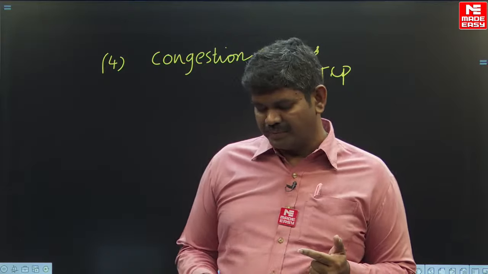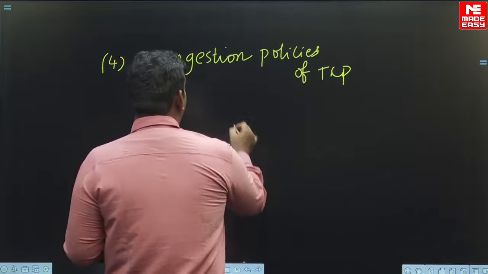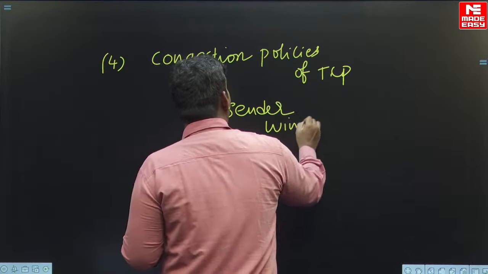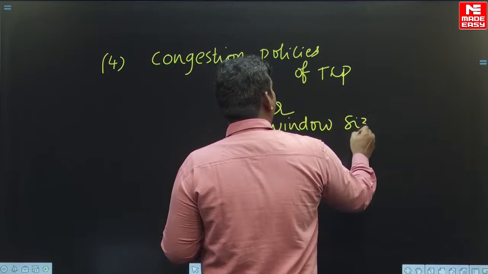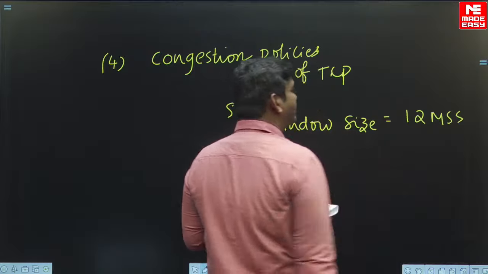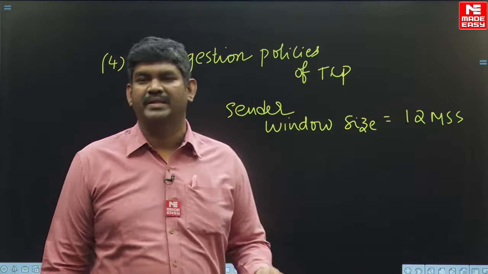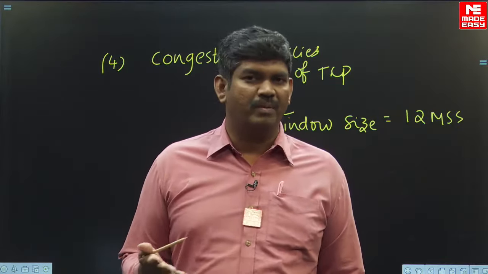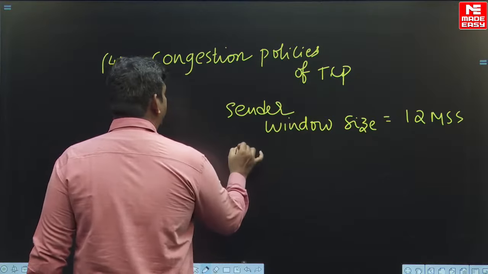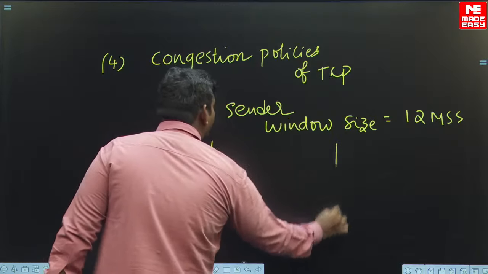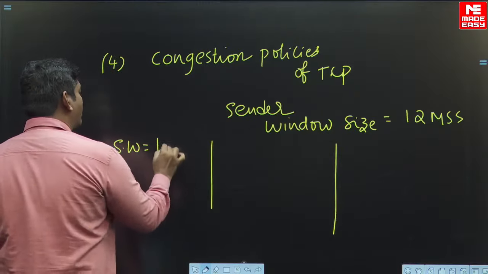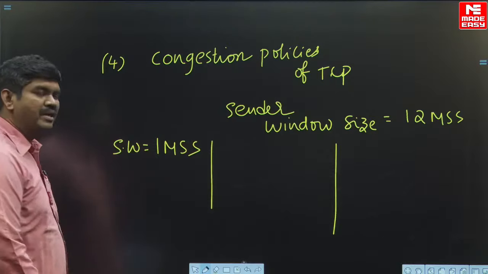Here it is mentioned that the initial sender window size is 12 MSS, and it is also mentioned that this is after timeout. So is it a weak possibility or a strong possibility? Strong possibility. Once it is a strong possibility of congestion, you have to bring the sender window size back from 12 MSS to 1 MSS and start applying the slow start algorithm.